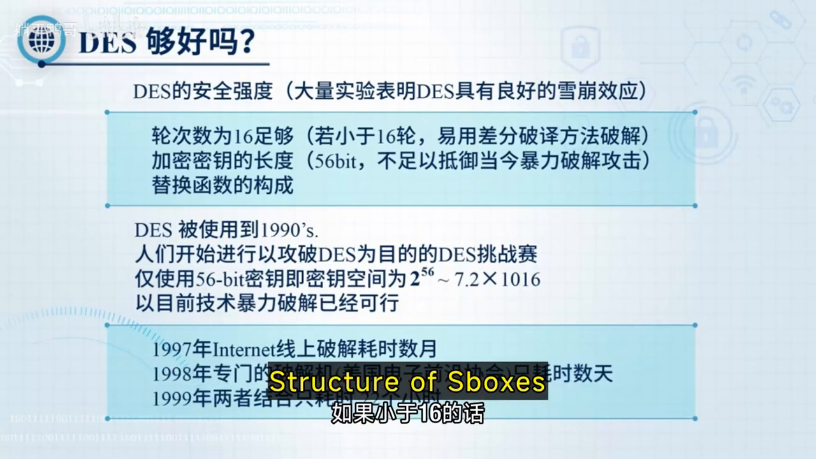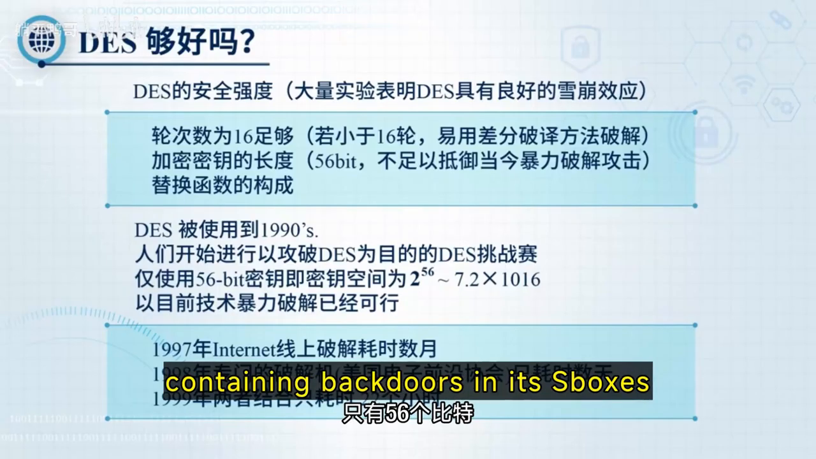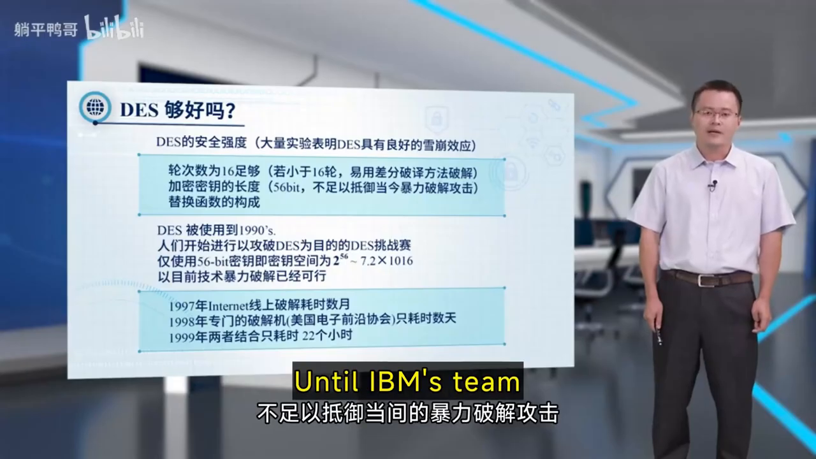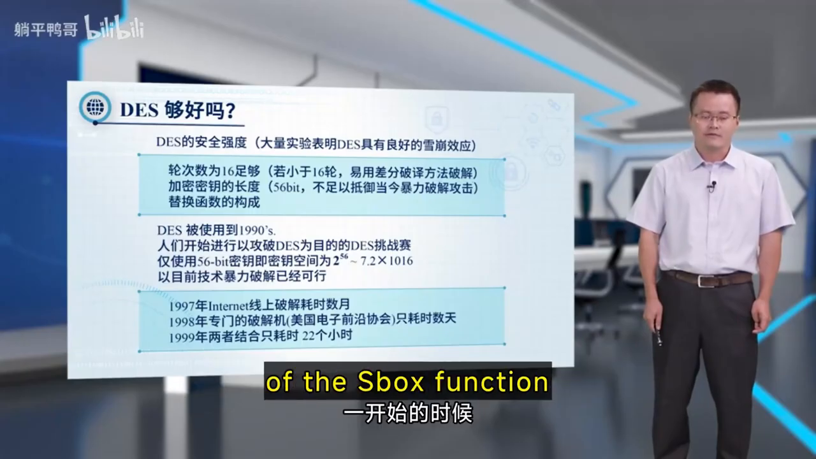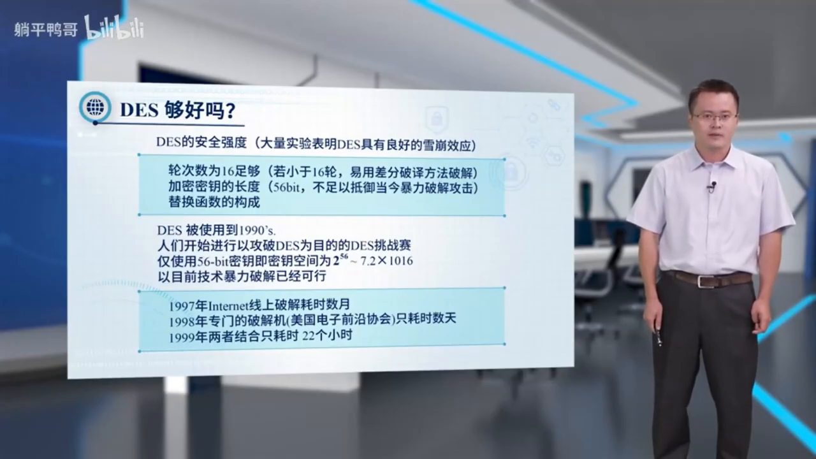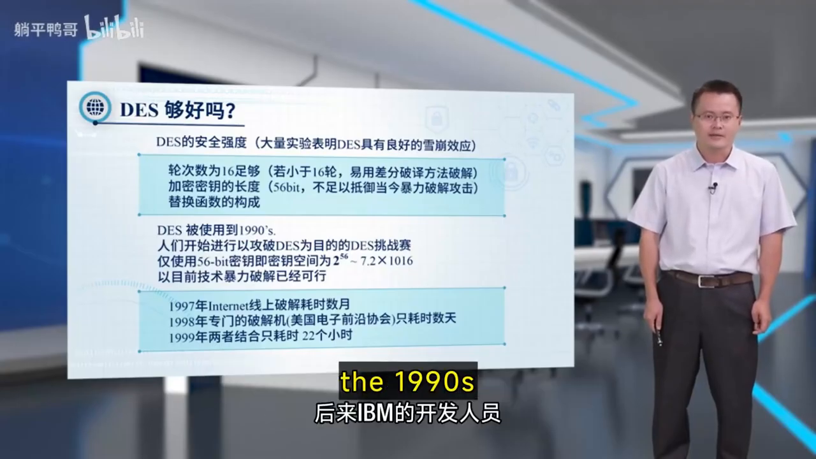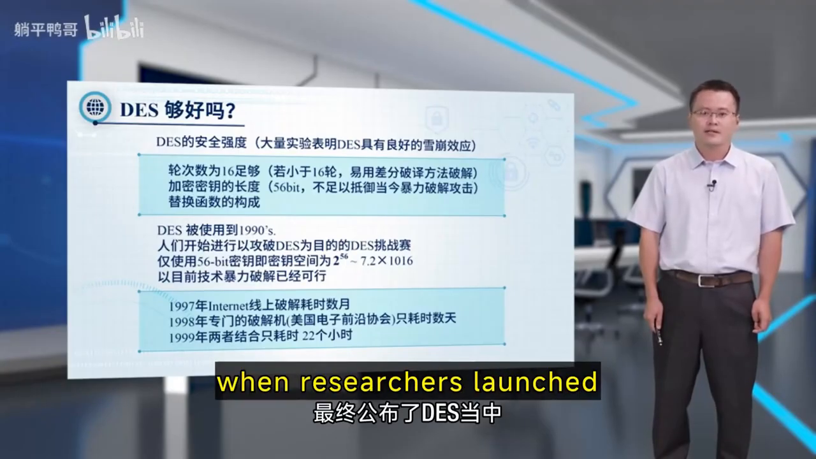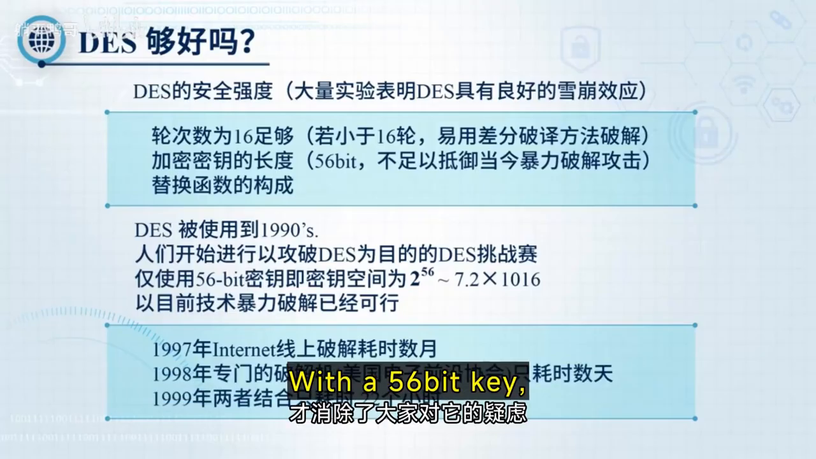Structure of S-boxes. Initially, there were suspicions about DES containing backdoors in its S-boxes, until IBM's team revealed the design principles of the SPN function, addressing all security concerns. DES remained in use through the 1990s, when researchers launched the DES challenge to break the cipher with a 56-bit key.